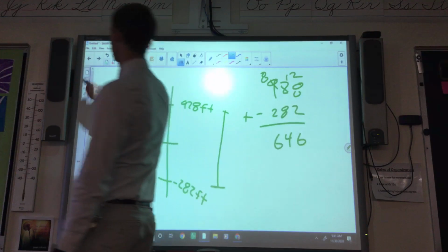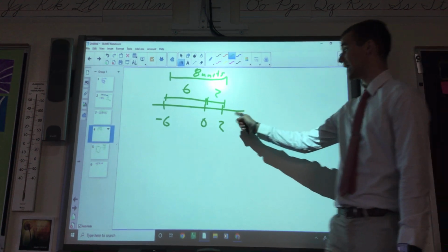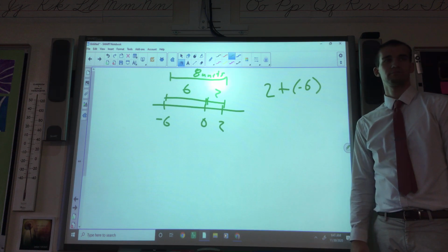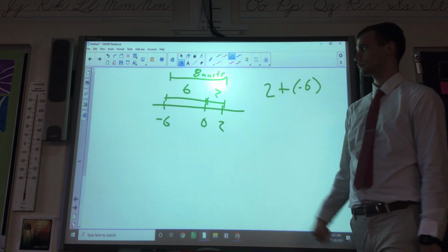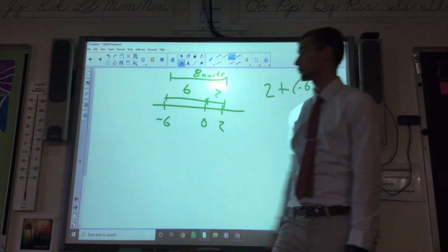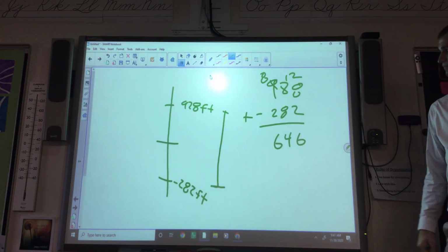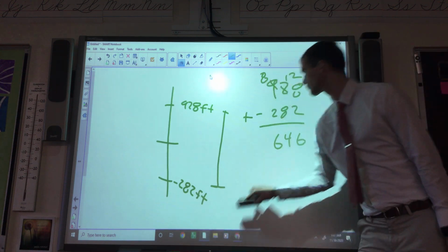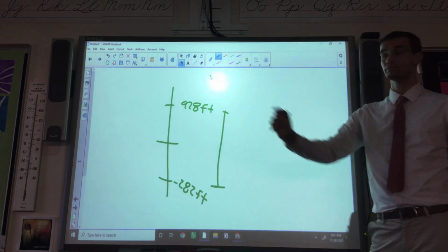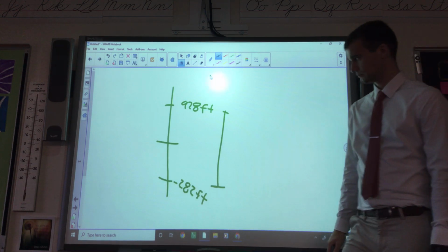What did we just do with this section over here? We didn't just say, hey, we're going to add 2 plus negative 6. What did we do? We added 6 because that's how far it was from 0. We added 2 because that's how far that was from 0. So what are we going to do with this? Yeah? We're gonna add, wait a minute. 928. Yeah? Take the negative off of 282 and add it to 928.